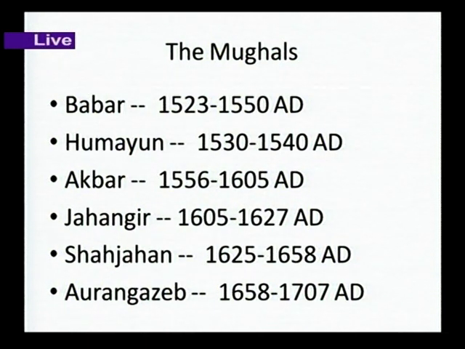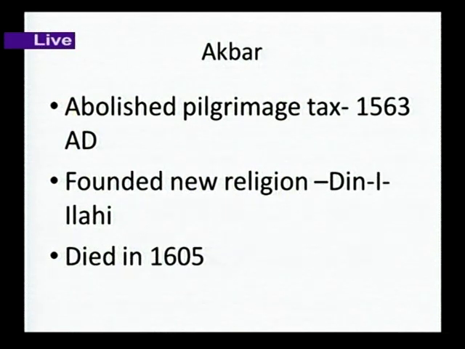Among all these rulers, under the period of Akbar, Jahangir and Shah Jahan, the Mughal kingdom flourished in our country. And by the time of Aurangzeb, his policies made the people of our country revolt against him, and after him the complete Mughal empire disintegrated and went into the hands of the Britishers.